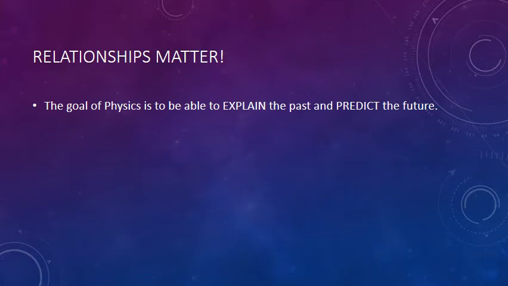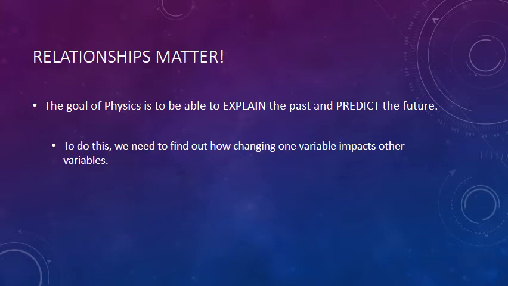So the relationships between variables matter, and the reason is because one of the main goals of this physics class is that you students should be able to explain the past and predict the future. You should be able to come to a greater understanding of how all of the things around us are connected to all the other things around us, and how making one little change actually can impact lots of surrounding variables and situations in your world.